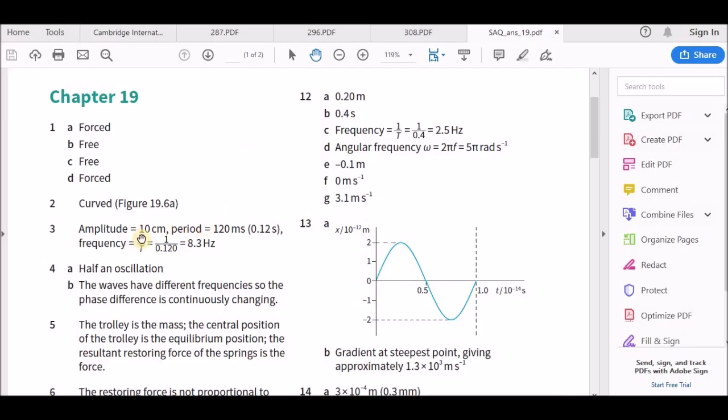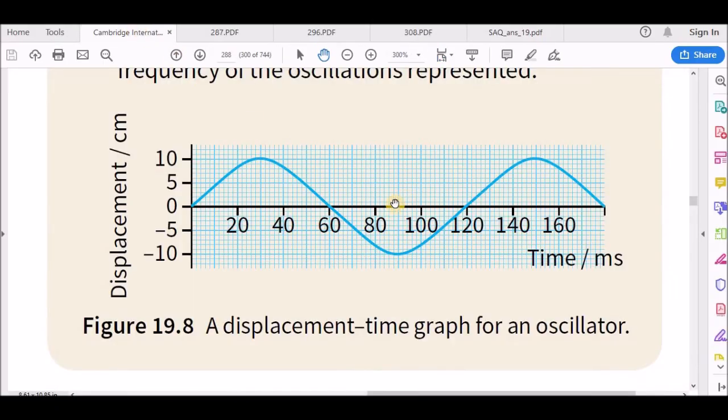10 centimeters. And I told you period is the time for one complete cycle, that is 120 milliseconds. We saw that earlier. Then frequency is 1 over the period. Now here they have converted it to seconds, so 0.12 seconds. So the frequency is 8.3 hertz. Okay, so one whole cycle, 120 milliseconds.